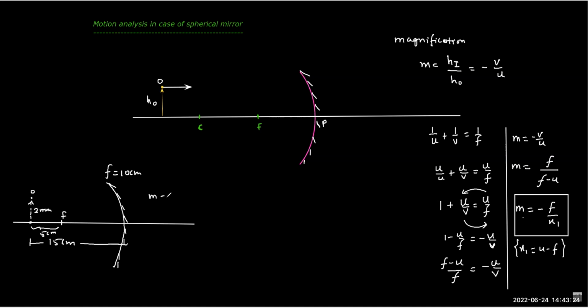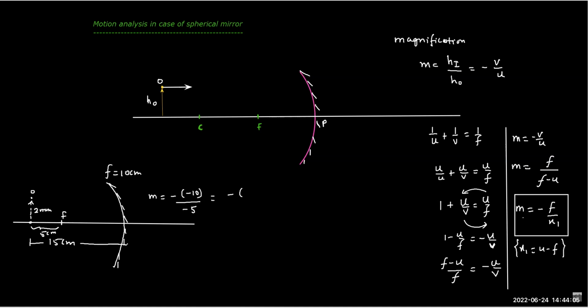So magnification will be how much? Minus, and f we write as minus 10 because for a concave mirror f is minus 10. We have to substitute with sign, and x1 will be how much? So the distance is 5, and we can add minus 5. Why minus 5? Because x1 is behind and then left. So the value turns out to be how much? Minus of minus 10 upon minus 5.